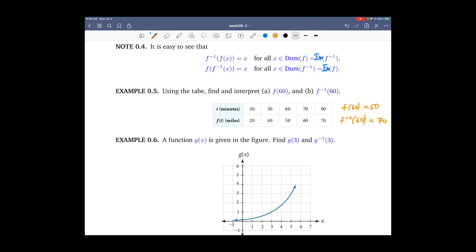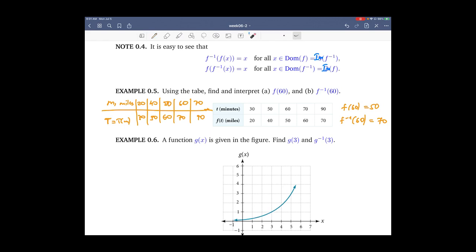and I could write it as m for miles, t for time, and all I need to do is to flip the two rows. So the first row will be 20, 40, 50, 60, and 70. And the corresponding values in the second row will be 30, 50, 60, 70, and 90.